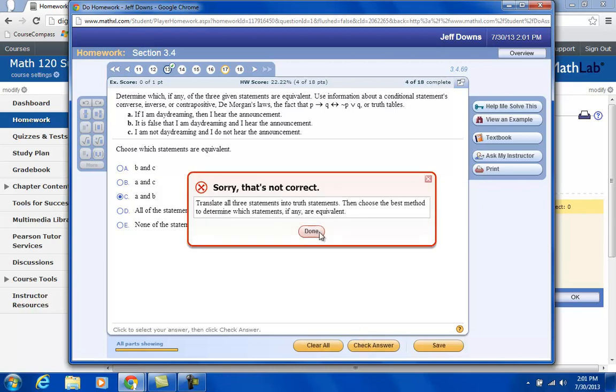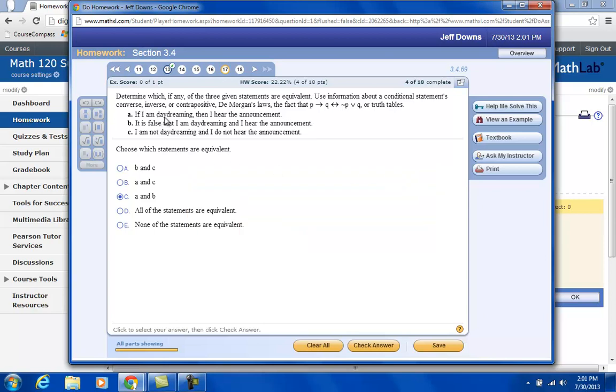No, I didn't do that. Something's wrong there. Let me just check it again. Okay, if I'm daydreaming, then I hear the announcements. If P then Q. Oh, I didn't see that. It's false that I am daydreaming and I hear the announcements. So that second one is a negation out in front of P and Q. So in that case, those are not equivalent. Likewise, B and C are not equivalent because they're both ands. If one was an and one was an or, they would be equivalent by De Morgan's law. So I'm going to say E. None of the statements are equivalent.